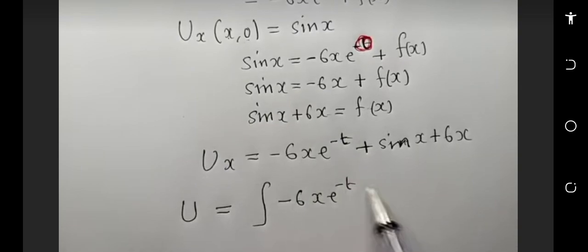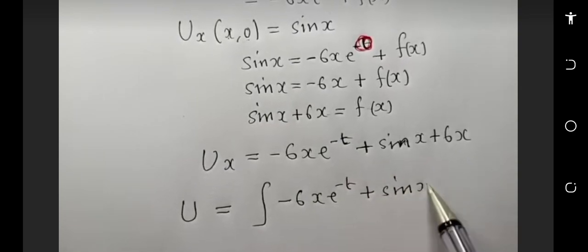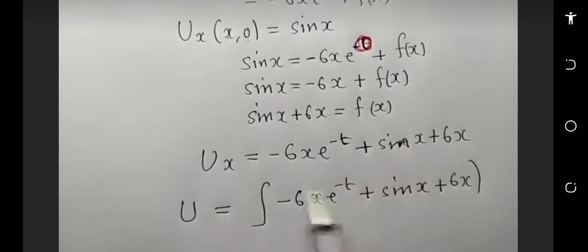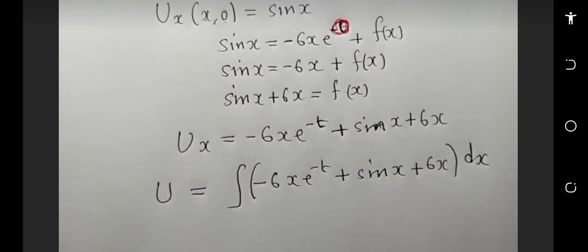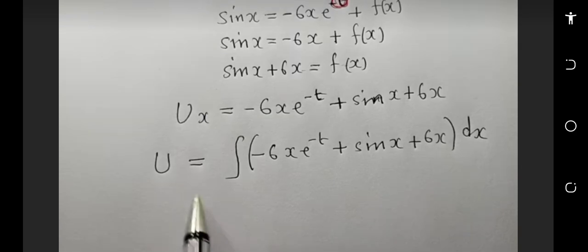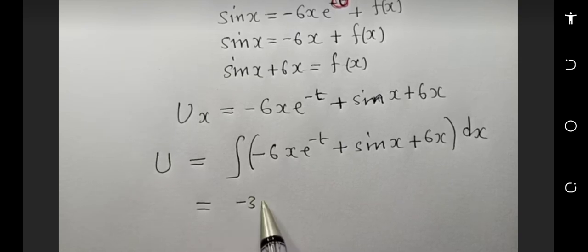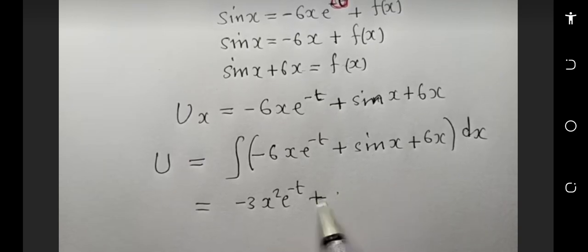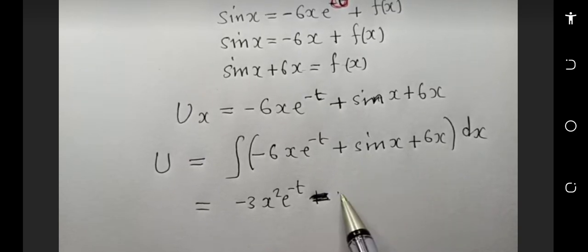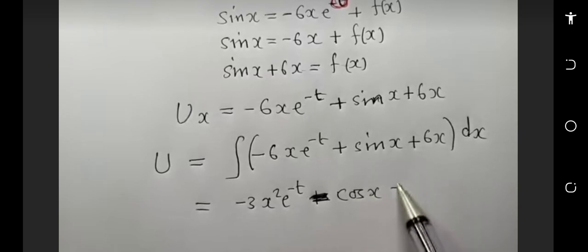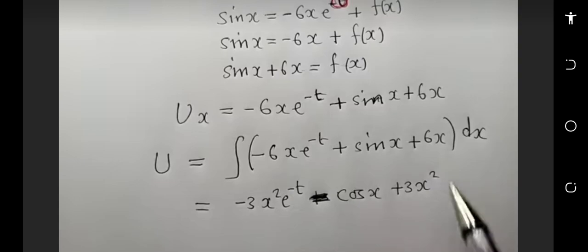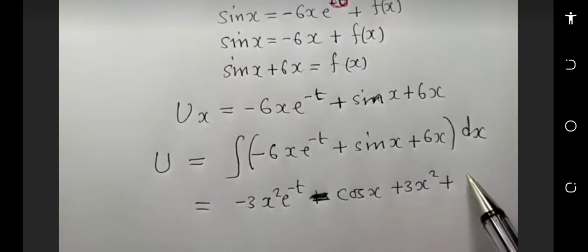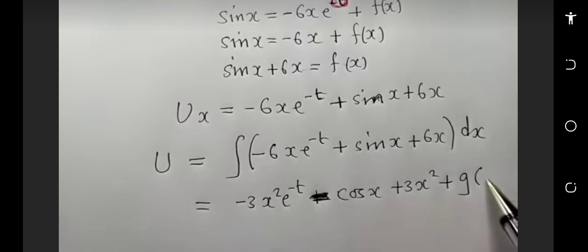Okay? You can see. Now, this time around, we respect what? X. We respected t at first. This time around, we're going to respect x. So we shall say, here with respect to x, we shall have negative 3x power 2 e power negative t. Actually, it's minus cos x, because the integral of sine x is negative cos x. Here it will be plus 3x power 2. Okay, and then we say plus some function which we don't know. So we shall say g of t.